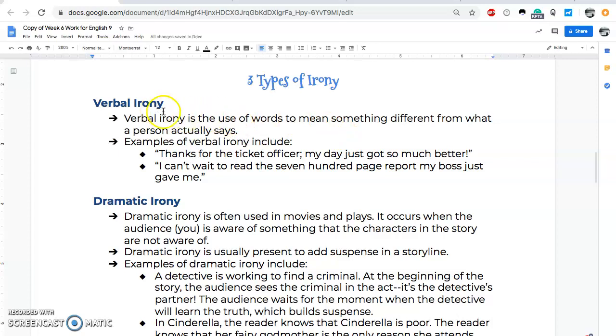Verbal irony, similar to sarcasm. For example, if you say, thanks for the ticket, officer, my day just got so much better, that's an example of verbal irony. So you use your words to mean one thing, but actually what you really mean is the opposite. Okay, so that's verbal irony.